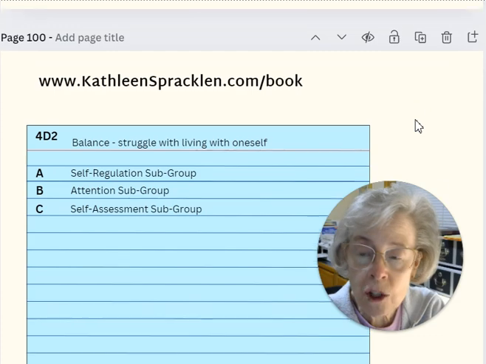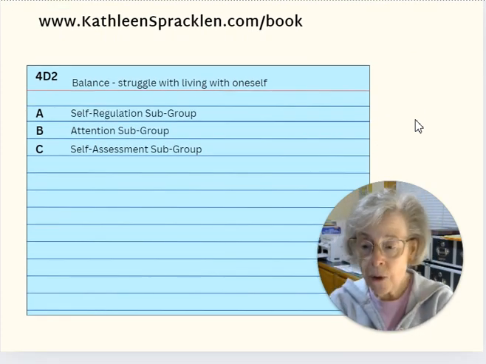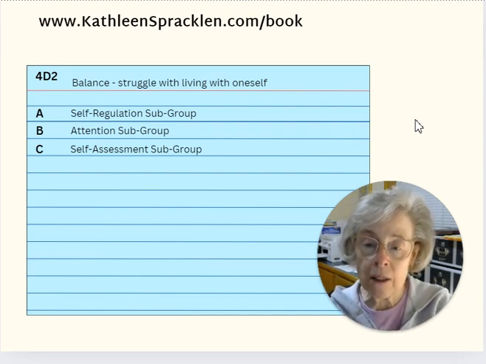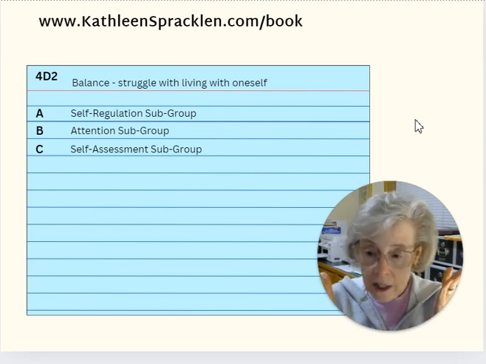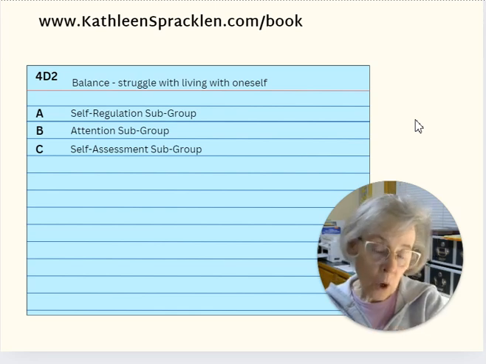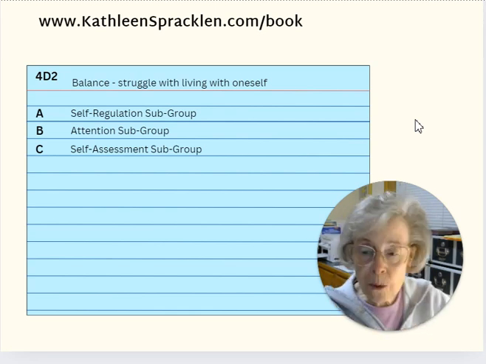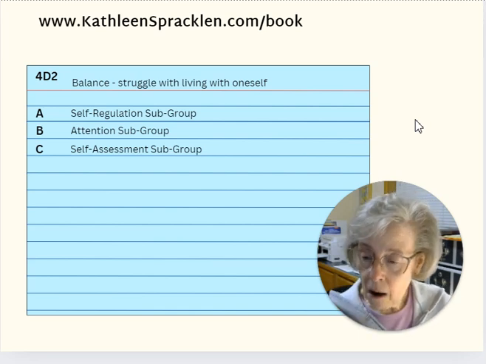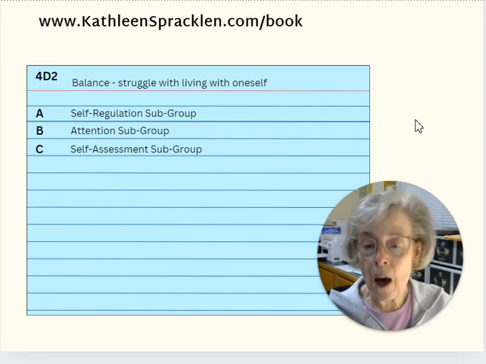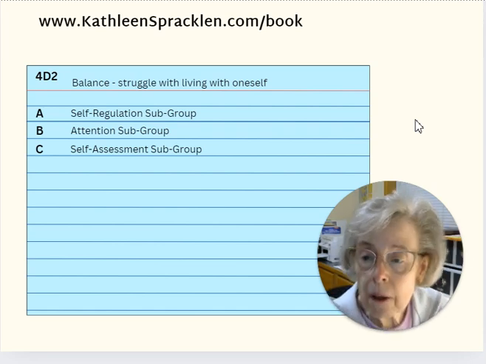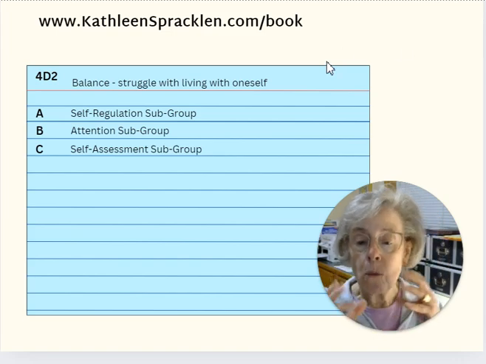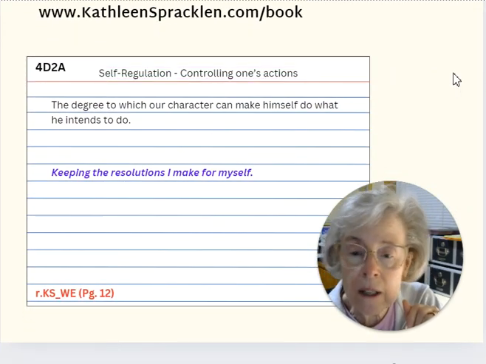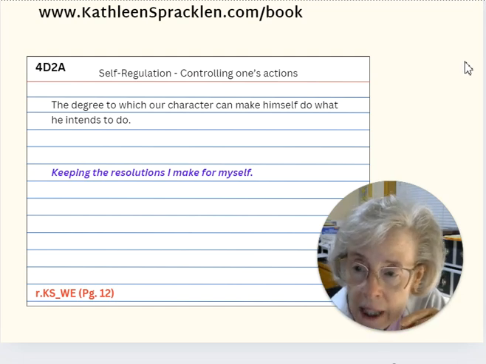If we're still on page 12 today, you can see on page 12 there are three subgroups coming out of the balance group: the self-regulation, the attention, and the self-assessment. We'll go into those in just a moment, but because those three subgroups were very clearly laid out on page 11, we were able to make our directory card immediately without thinking about what they mean at first. Okay, so now let's go into the individual subgroups that were identified.